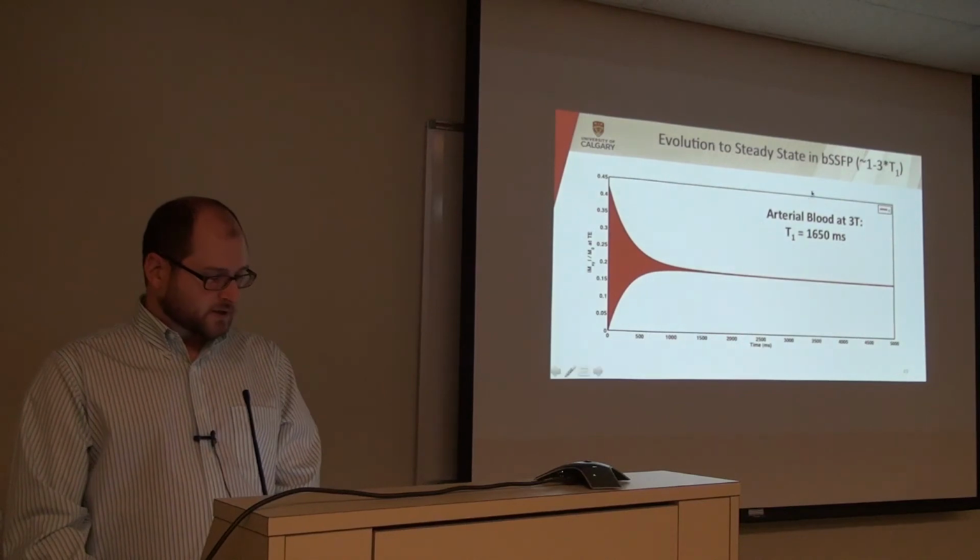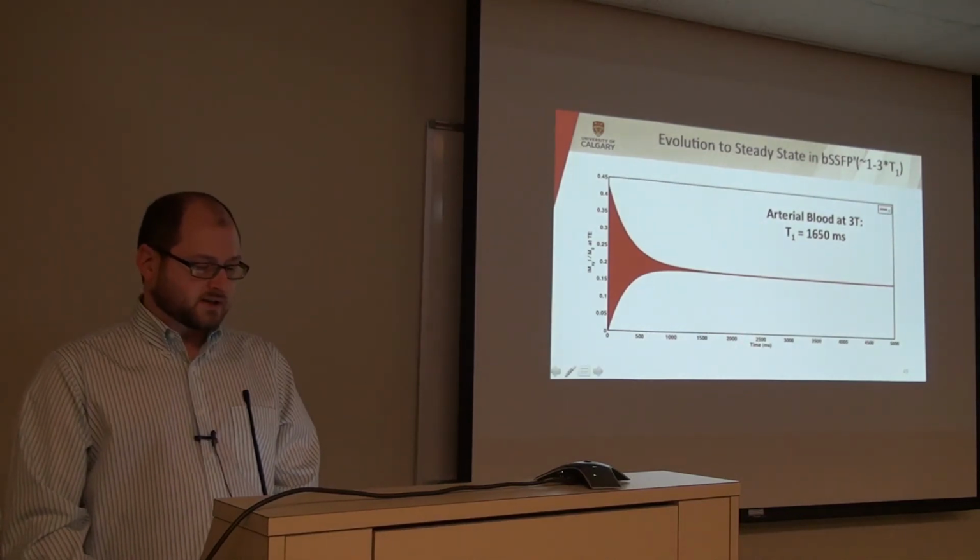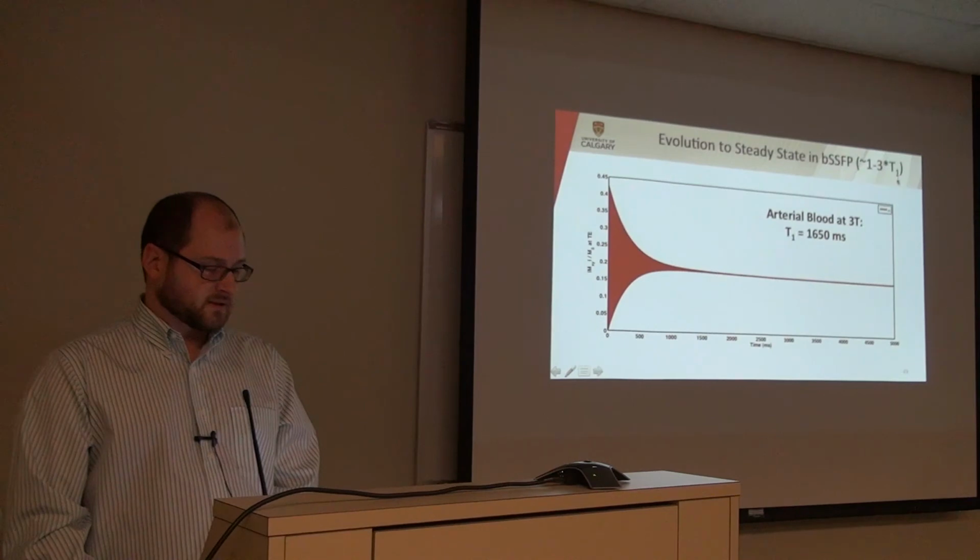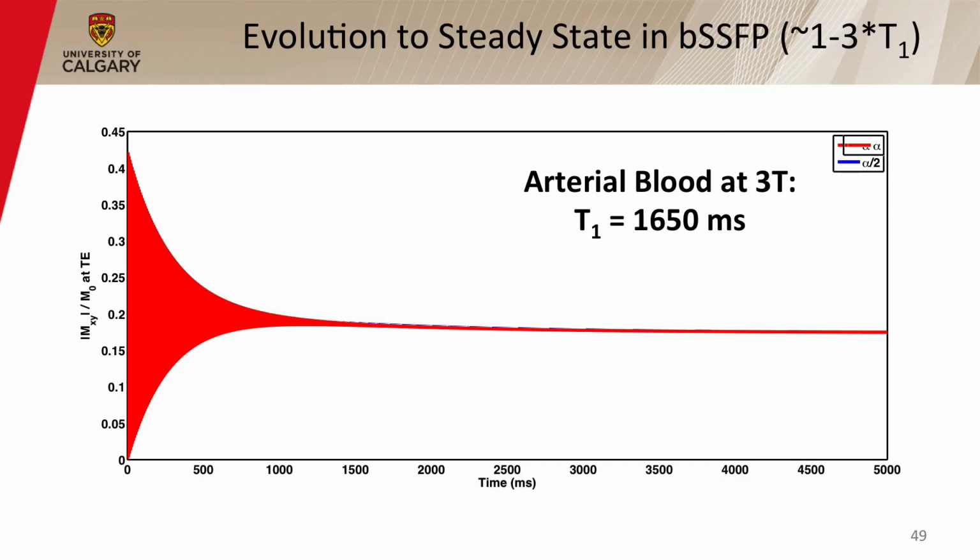And so, as I mentioned, there's an evolution to the steady state that's on the order of 1 to 3 times the T1. So this is just a simple simulation of the transverse magnetization as a function of time for arterial blood, which has a T1 at 3T of 1650 milliseconds. And so you can see this wild period of oscillation at the very beginning before it starts to basically reach this homeostasis here. And if you look at the time axis, you can see that we're in this 1 to 3 times the T1 of arterial blood before it reaches that steady state.